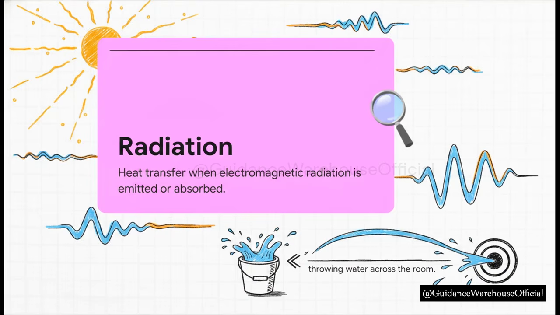Let's think about the sun for a second. Outer space is a massive, completely empty vacuum. There's no physical contact for conduction, and there's no fluid for convection. So how does the sun's heat reach us here on Earth? The answer is radiation. Radiation is heat transfer that occurs when electromagnetic waves, things like microwaves, infrared, or visible light, are emitted or absorbed. Going back to our analogy, if conduction is passing the bucket and convection is running with the bucket, radiation is just throwing the water completely across the room. It requires absolutely no medium to travel through.